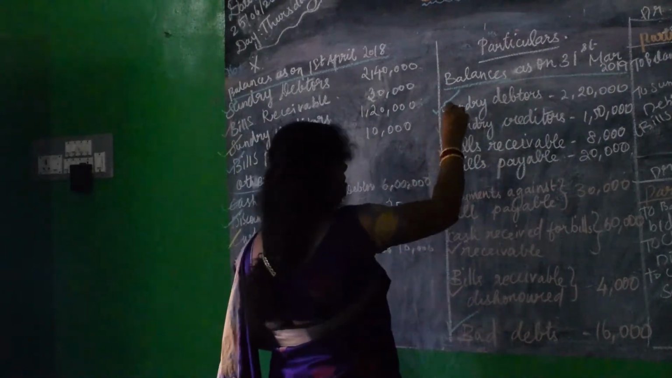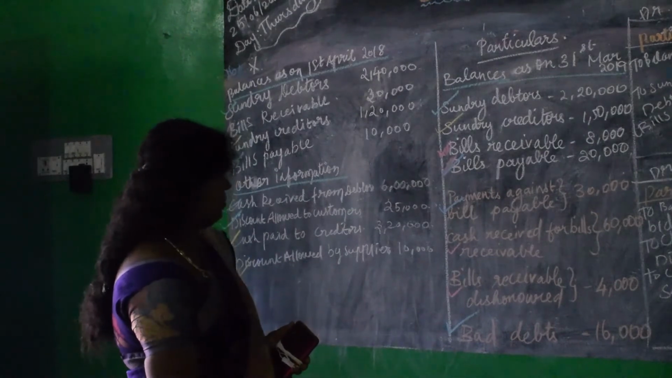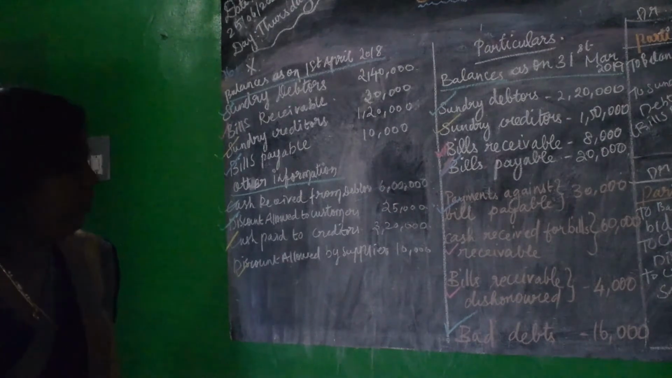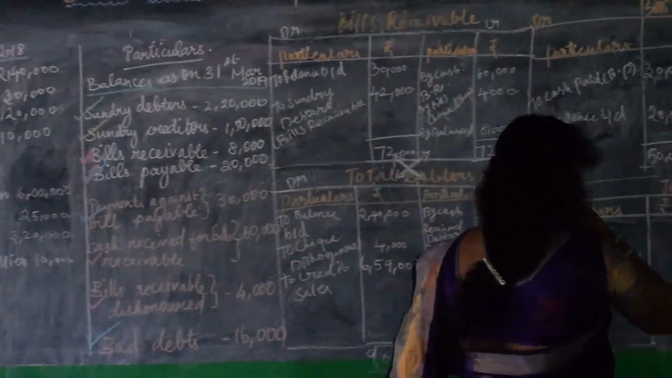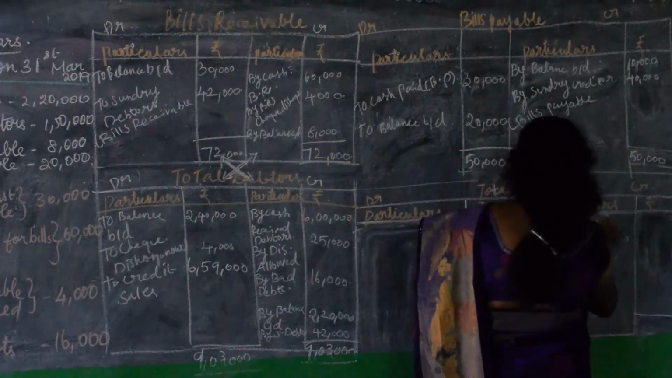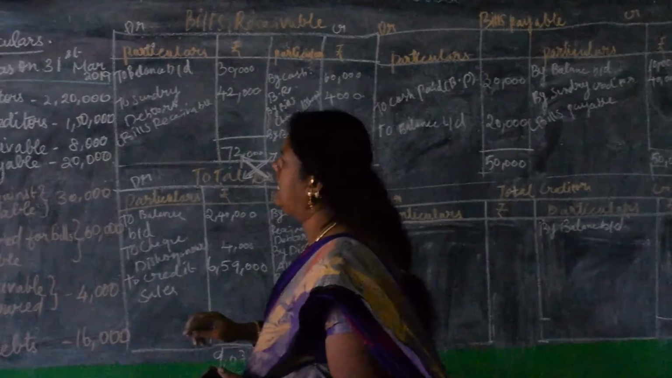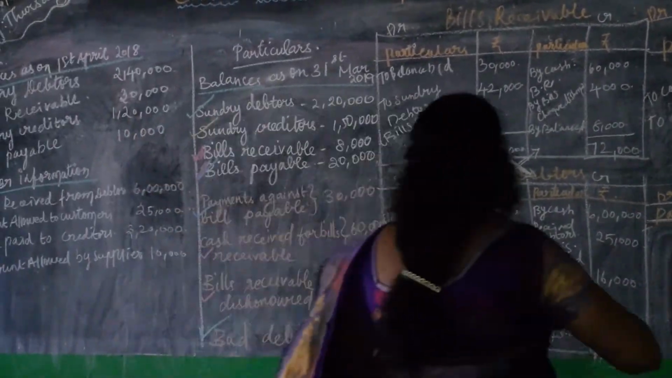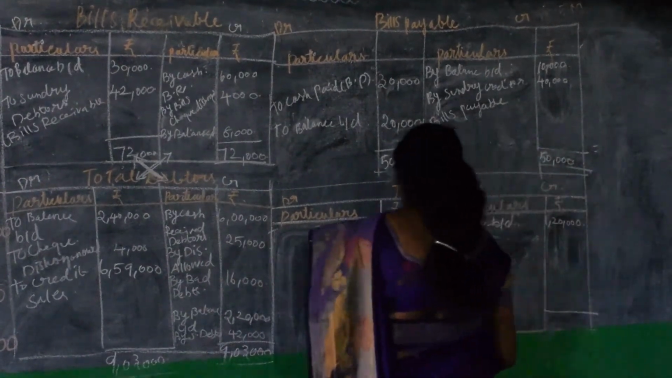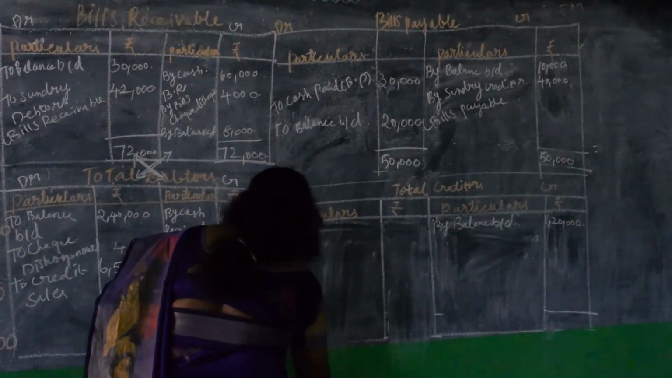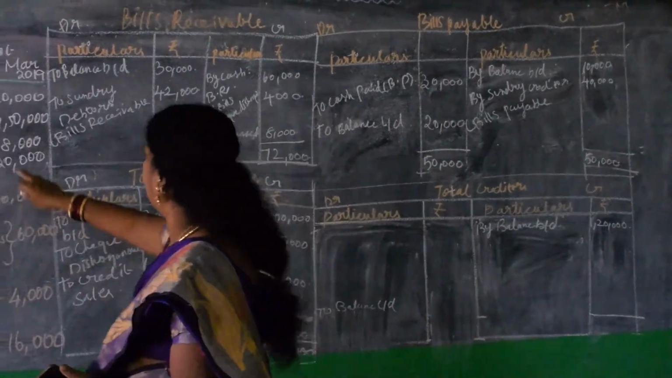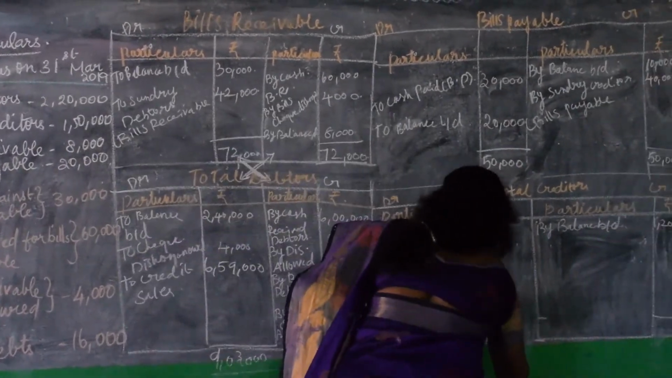Then closing balances. Then what is the item missing? Everything we have written, bills receivable, bills check this on, everything. Yes. Now we are going to fill it out. Right? Opening balances, by balance B/D. Opening balance of the sundry creditors is 1,20,000. Simultaneously write here to balance C/D. Closing balance of the sundry creditors is 1,50,000.